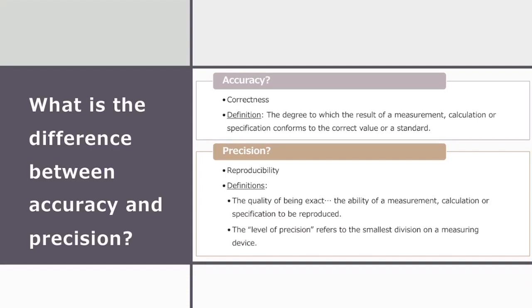And the second definition of precision refers to the smallest division on a measuring device. So how many place values is a measuring device capable of reporting? The more digits a measurement has, the more precise it will be.